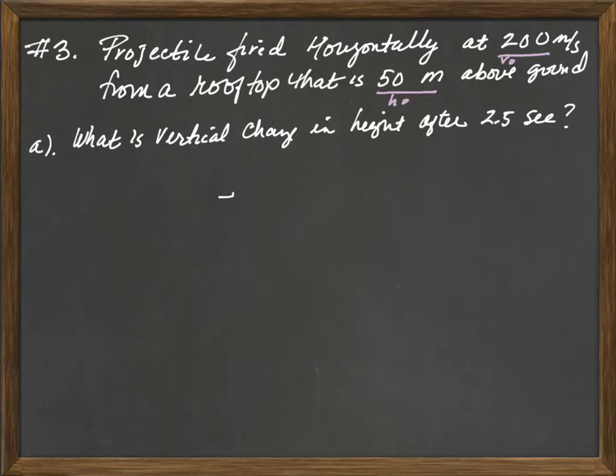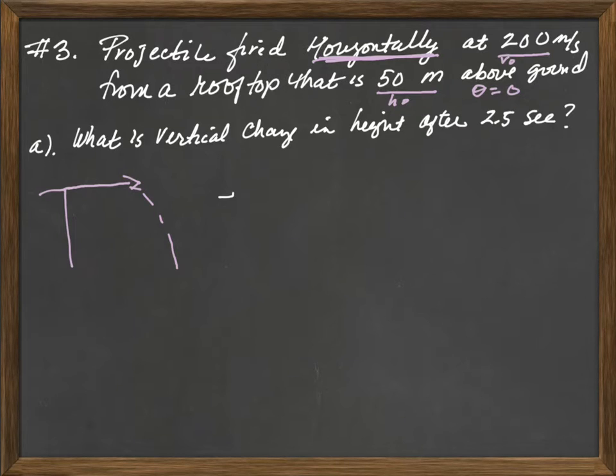Do they give you any theta? They don't, do they? Okay, it's fired. They do say it's fired horizontally. So you need a theta, but that means... Here's your building, and it's shot horizontally out like that, and it's going to fall. So the initial theta is equal to 0.